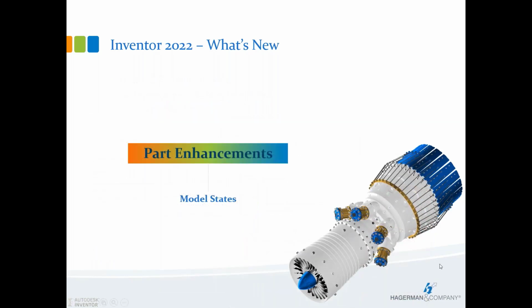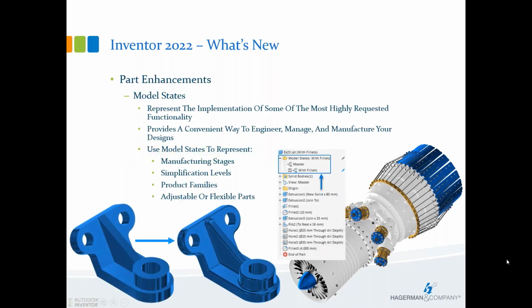Part enhancements. The biggest part of the part enhancements in this release we're going to take a look at is model states. So what are model states? Well, the model states, this is a powerful new workflow enabling you to create multiple representations inside of a part or assembly, maintain those in a single document, easy way to engineer, manage, manufacture, all of those good things, but everything is inside of one file. So you don't have to worry about breaking links between files. And with 2022, and along with these model states, we have instance properties.